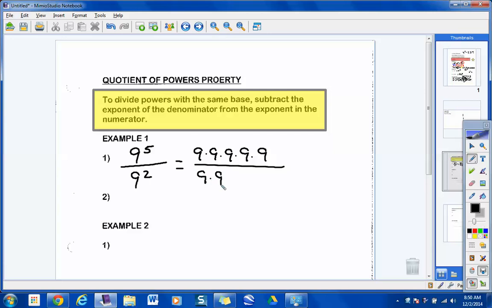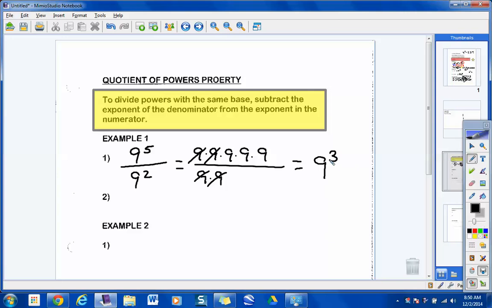Now, if we look at what's common and start canceling, guys, how many pairs of 9s would cancel from numerator to denominator? How many sets could I take out? 2. Yep. Once I've canceled the sets that are in common with the numerator and the denominator, what's left up top? 9 to the third. So let's just kind of prove this rule.